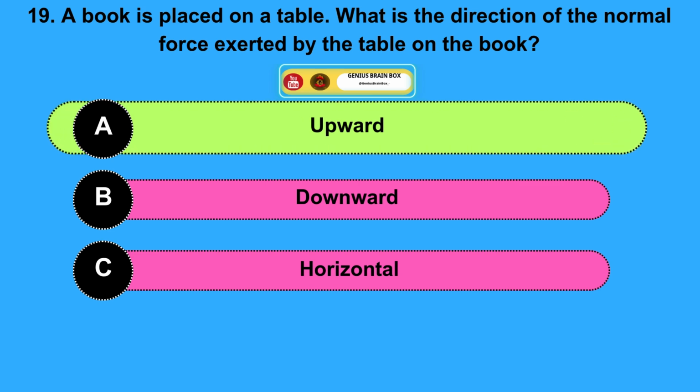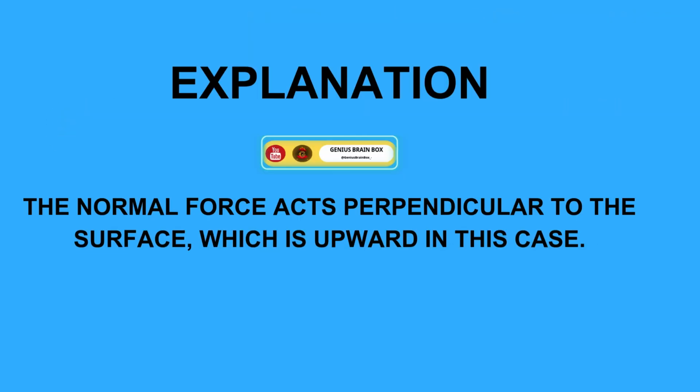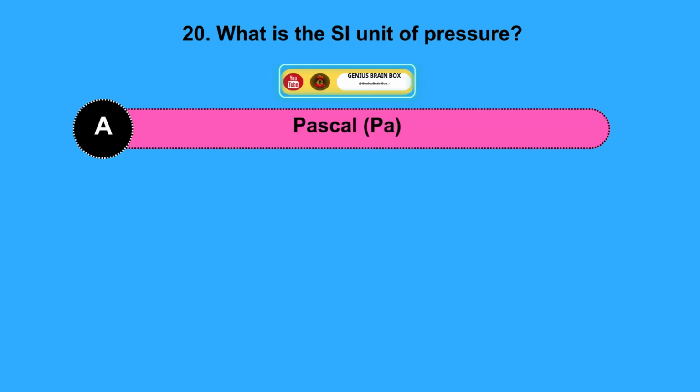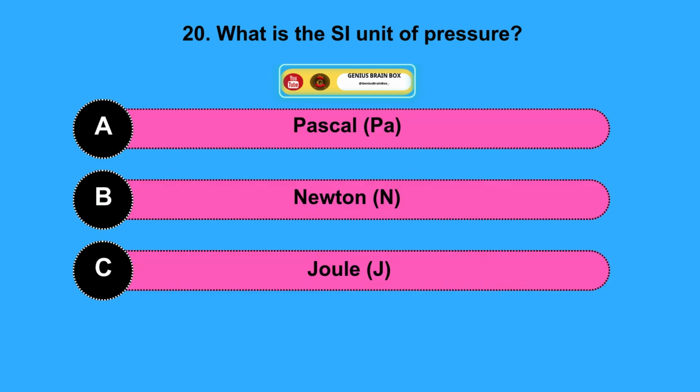Correct answer is A. Explanation is the normal force acts perpendicular to the surface, which is upward in this case. What is the SI unit of pressure? Option A, Pascal, Pa. Option B, Newton, N. Option C, Joule, J.